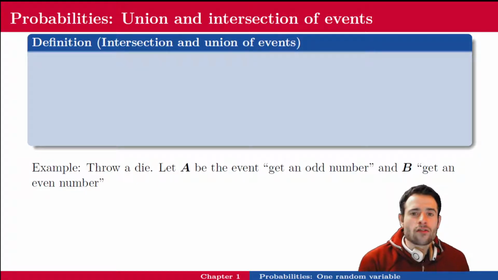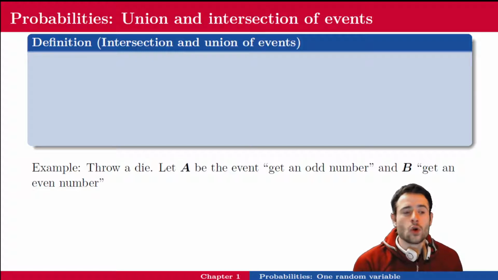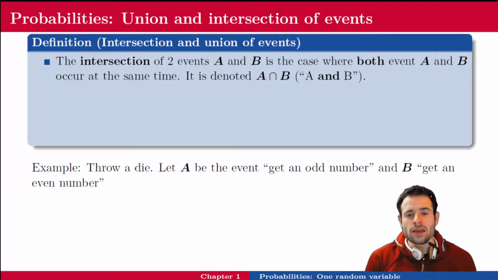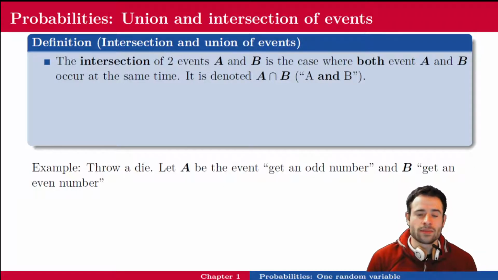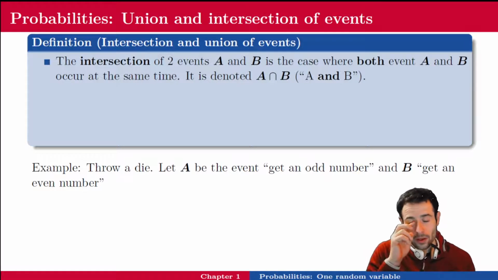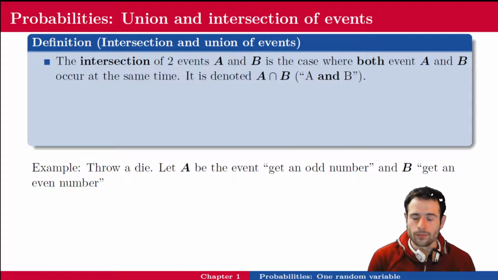Now, what happens if you have 2 events at the same time? The intersection of 2 events A and B is the case where both event A and event B occur at the same time. And we typically denote it with this symbol, which is just an upside down U, and we typically call it A and B. So the intersection is when both happen at the same time.